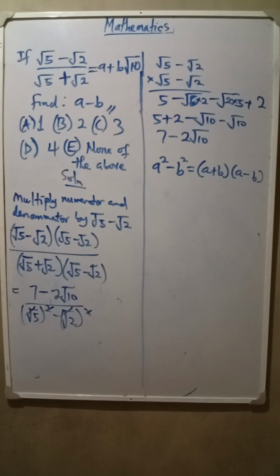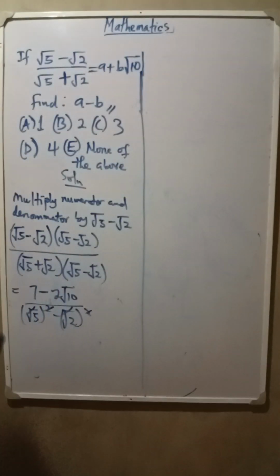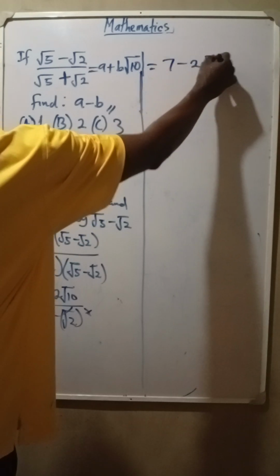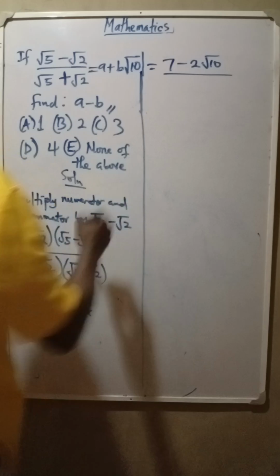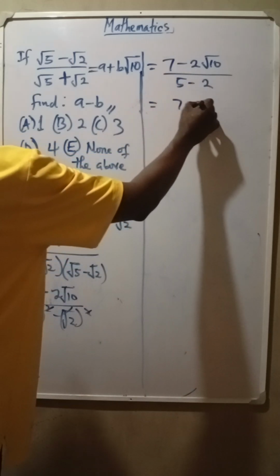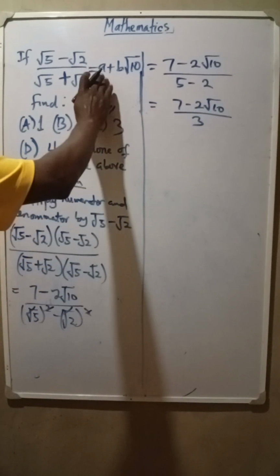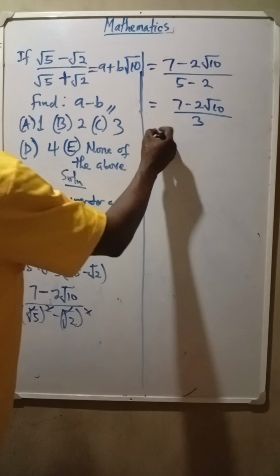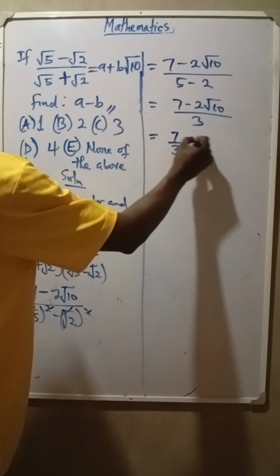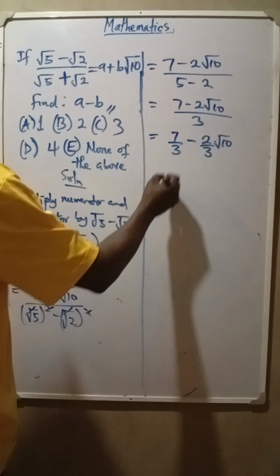Then we now have this. So that will lead us to 7 minus 2 root 10 over 5 minus 2. So that will leave us with 7 minus 2 root 10 over 3. I can now split this so that a will stand alone. If I split this fraction into 2, I'm going to have 7 over 3 minus 2 over 3 root 10.